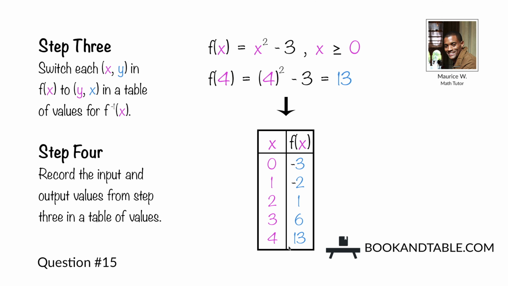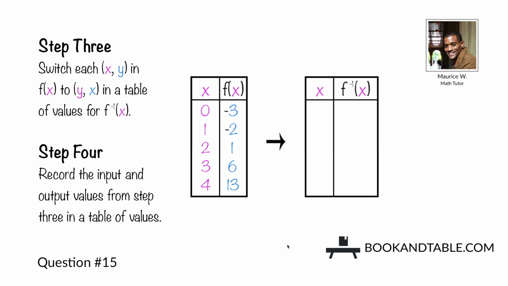And now with this table of values for f of x, we can switch each x, y in these ordered pairs to create the table of values for the inverse function. So 0, negative 3 becomes negative 3, 0. 1, negative 2 becomes negative 2, 1. 2, 1 becomes 1, 2. 3, 6 becomes 6, 3. And 4, 13 becomes 13, 4.